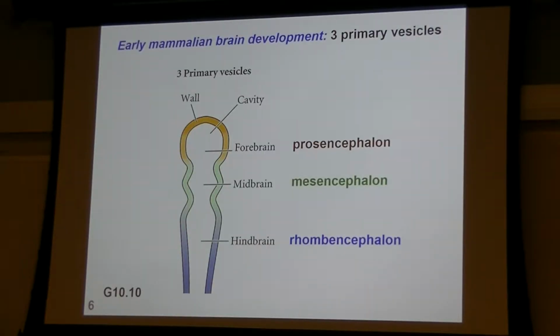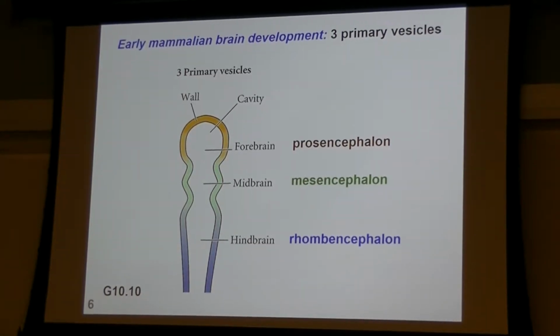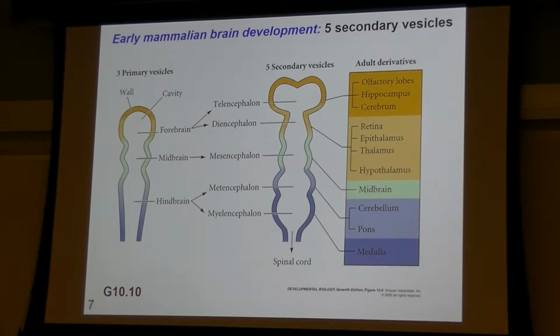Just some terminology here. The forebrain is more officially called the prosencephalon. The midbrain will be the mesencephalon, and the hindbrain the rhombencephalon. And these 3 bulges are known as vesicles. So to start out, we're going to have 3 primary vesicles. And then if we look just a little bit later, the 3 vesicles have expanded to 5 vesicles.